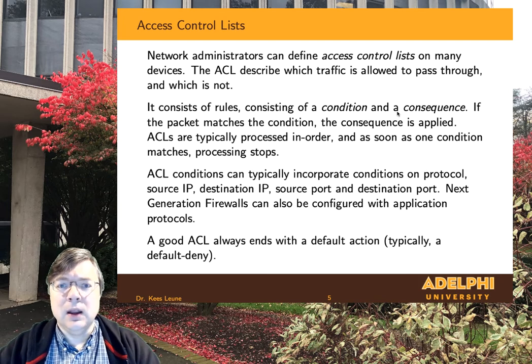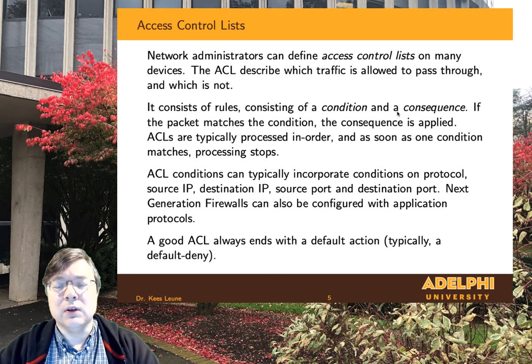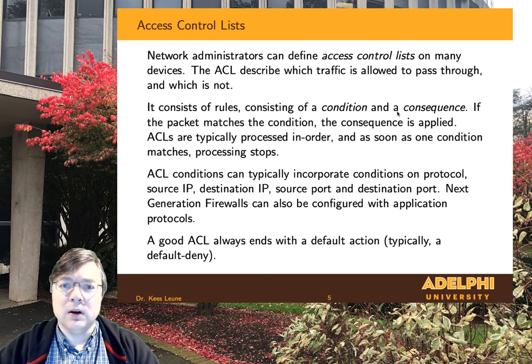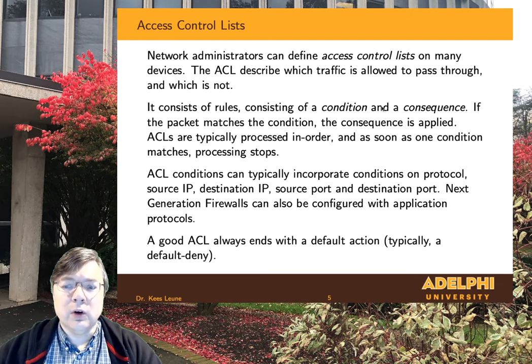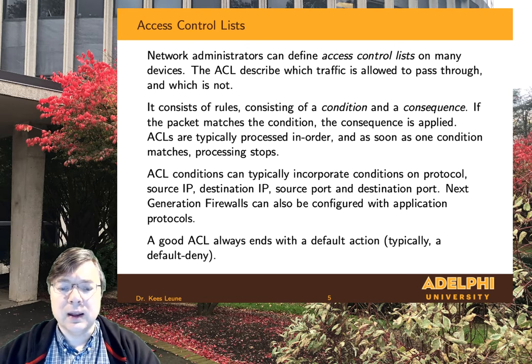They can typically incorporate all kinds of conditions. It depends on the device. If you're dealing with a router, only IP addresses. If you're dealing with a firewall, IP addresses, transport layer protocols, and port numbers. And if you're dealing with an application-aware device, you might even be able to describe what protocols are being used. And as mentioned, a good ACL should always end with a default posture, a default deny in most cases.